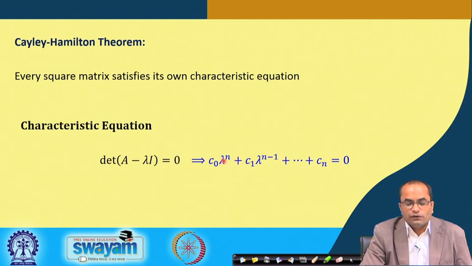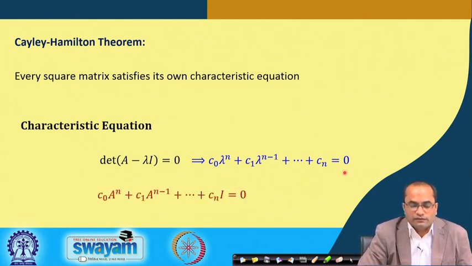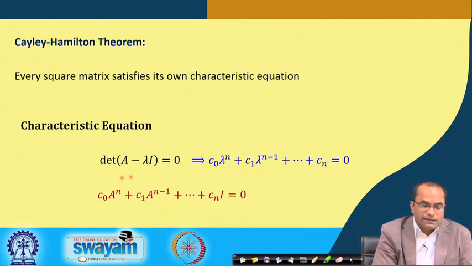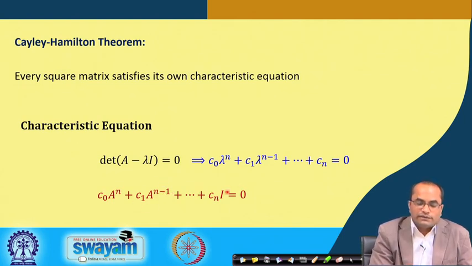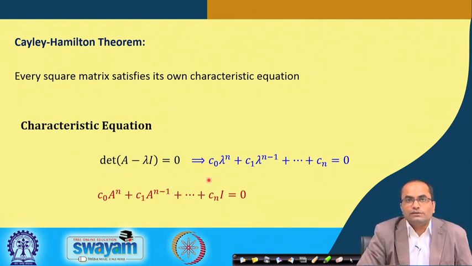That means, if instead of the lambda we replace this by A, so here A power n minus 1, and then this and so on up to C n, in that case this will be C n into I, the identity matrix of the same size. So, the Cayley-Hamilton theorem says that every square matrix also satisfies its characteristic equation, and that means that A will also satisfy this equation. It is just that lambda is replaced by this A here, and with this C n I to make it consistent, because now we are working with matrices. So, there should be a matrix here of the same order.